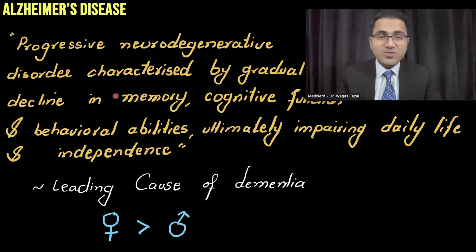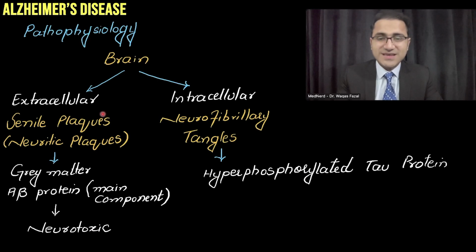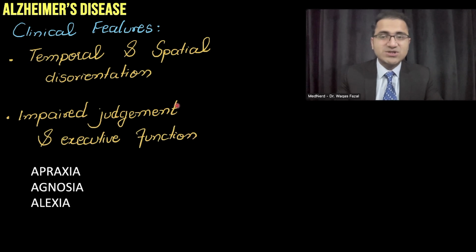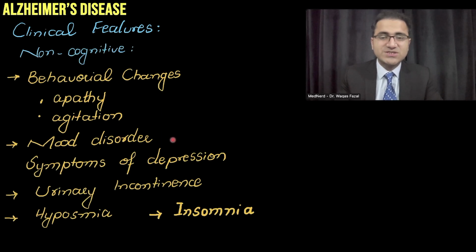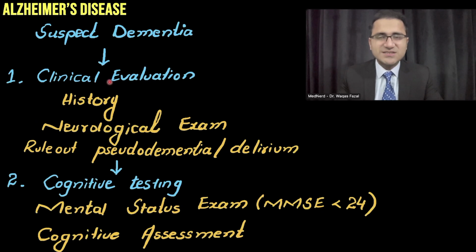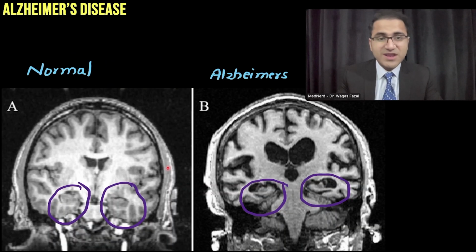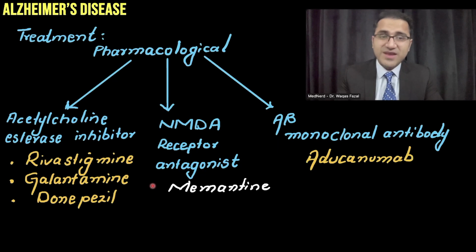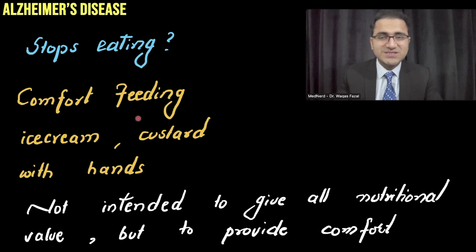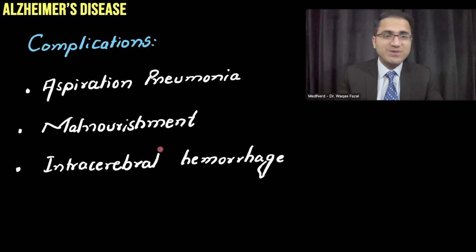Thank you very much. We talked about what is Alzheimer's disease, we talked about the causes, the risk factors, what are neurofibrillary tangles, and what are senile plaques. We talked about reduced cholinergic stimulation, the clinical presentation, how apraxia and agnosia develop in these patients, the behavioral changes, depression in the initial stages, agitation in the later stages. No single diagnostic test is there. A set of clinical evaluation, cognitive testing, brain imaging, and biomarkers is used for the diagnosis. The brain imaging findings, PET scan, the diagnostic criteria, and pharmacological interventions that are done in these patients. Supportive care is done in these patients, when to stop feeding, and the advanced care planning in these patients. The complications, aspiration pneumonia being the most common one.